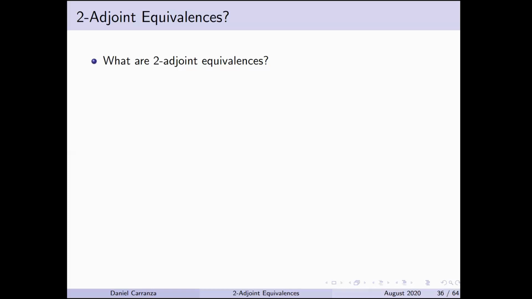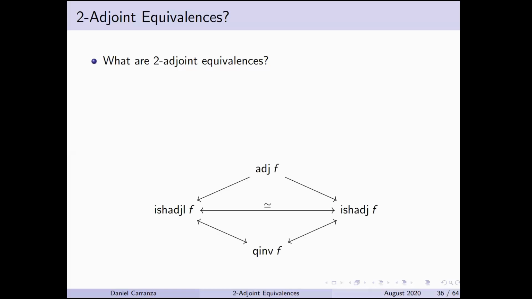If such a type exists, we would expect that this is the two-adjoint equivalence that we are after. And so one thing we can do is talk about what properties we would expect out of such a two-adjoint equivalence if it exists.